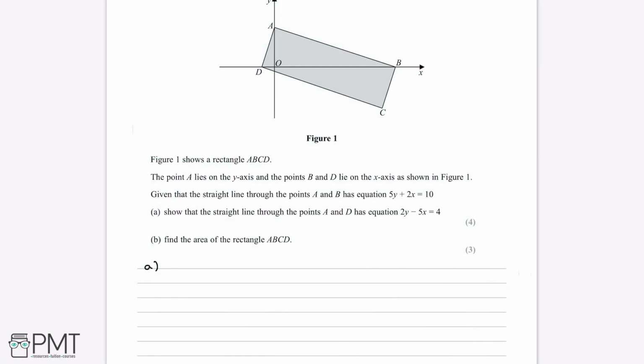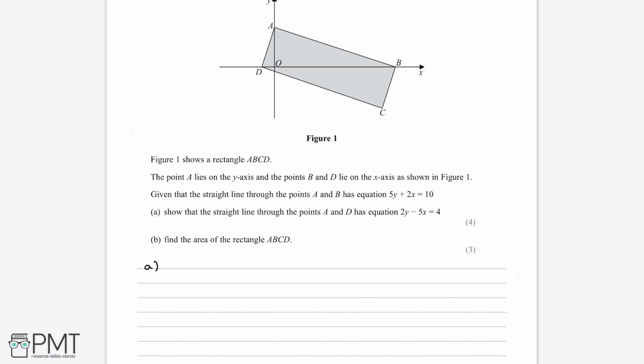Figure 1 shows a rectangle ABCD. The point A lies on the y-axis and the points B and D lie on the x-axis, as shown in Figure 1. Given that the straight line through the points A and B has equation 5y plus 2x equals 10, question A is asking us to show that the straight line through the points A and D has equation 2y minus 5x equals 4.